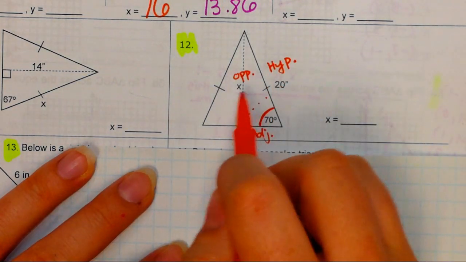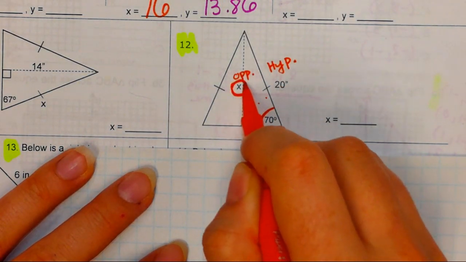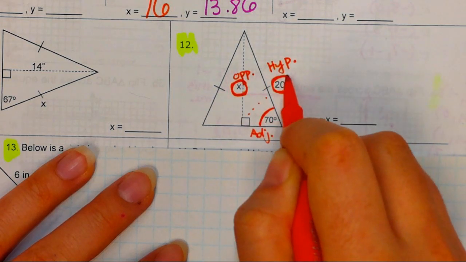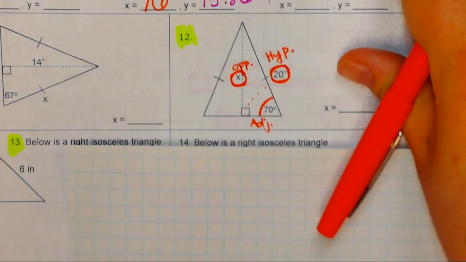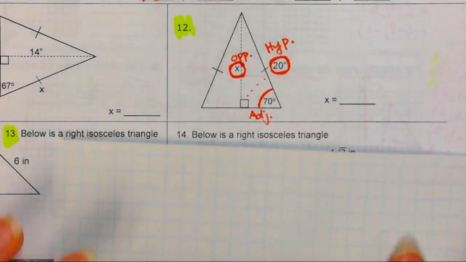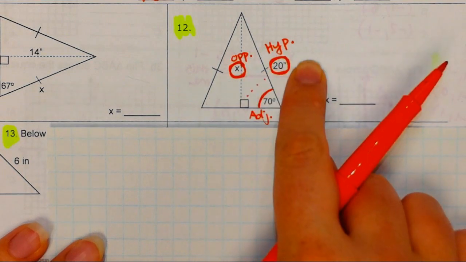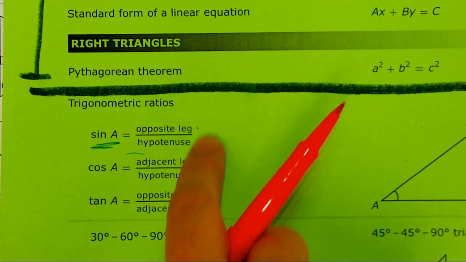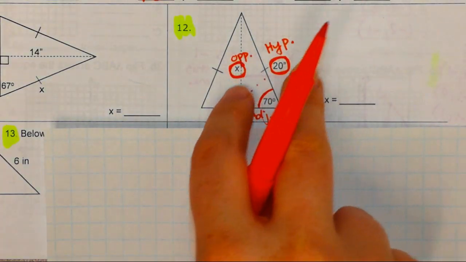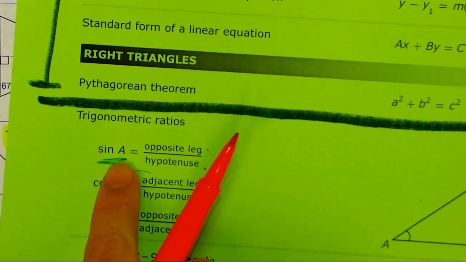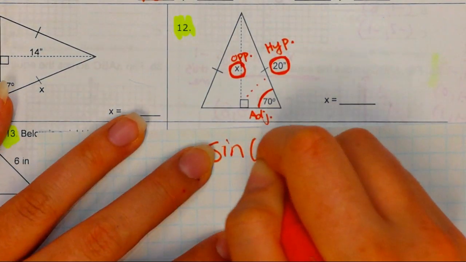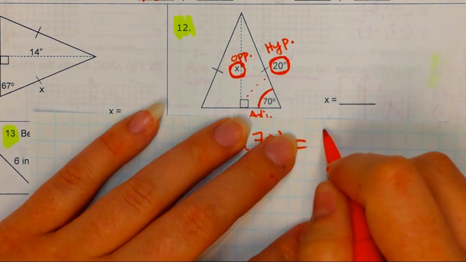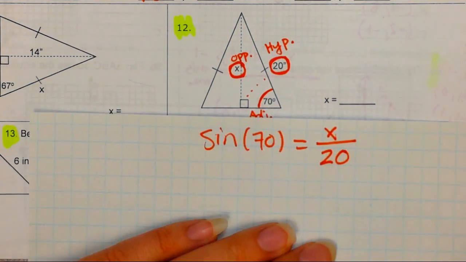All right. So I'm trying to solve for x. I'm given my hypotenuse. Okay. So based off of what's going to be helpful to me, if I'm using opposite and hypotenuse, that goes with sine. Sine uses my opposite and hypotenuse. So if these are the numbers I want to plug in, then I need to use sine. Okay? So we would say sine of 70 is equal to x over 20.